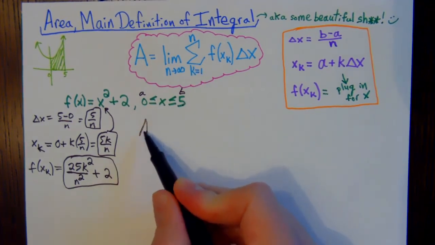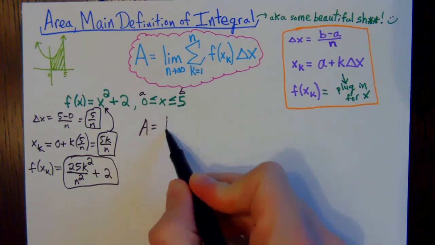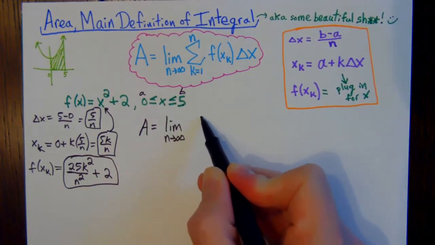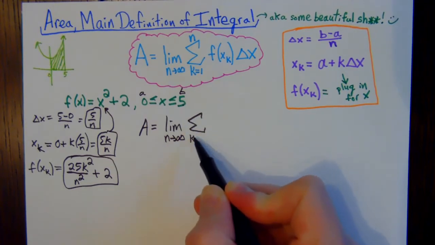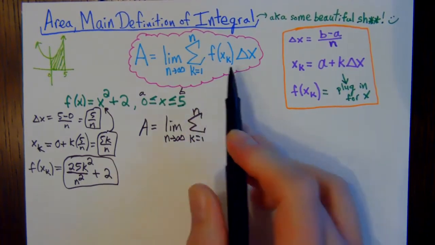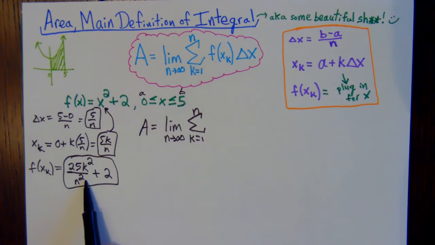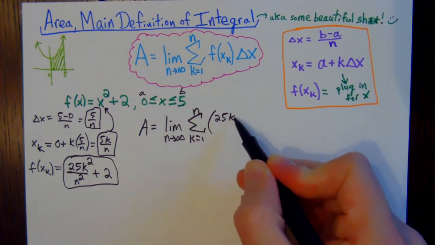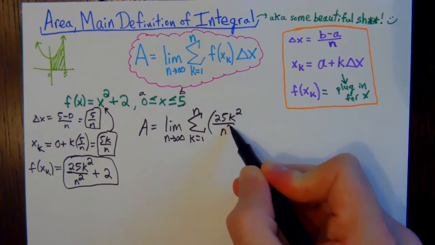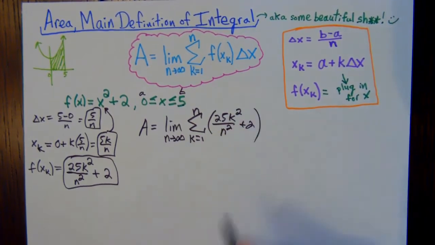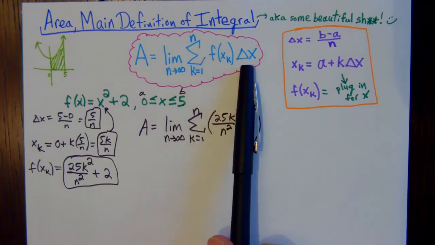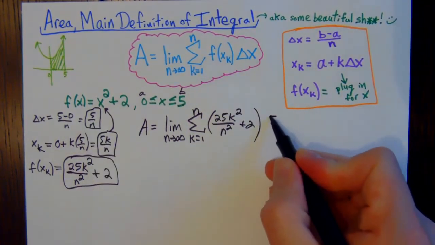So we're going to say the exact area underneath that curve is going to be the limit as n approaches infinity of the summation from k equals 1 to n. And then we're going to go f of x sub k. So I'm going to take that, insert that right here. So I'm just plugging into the formula. There's my f of x sub k. And then you got to remember to times it by the delta x, which we calculated is 5 over n.